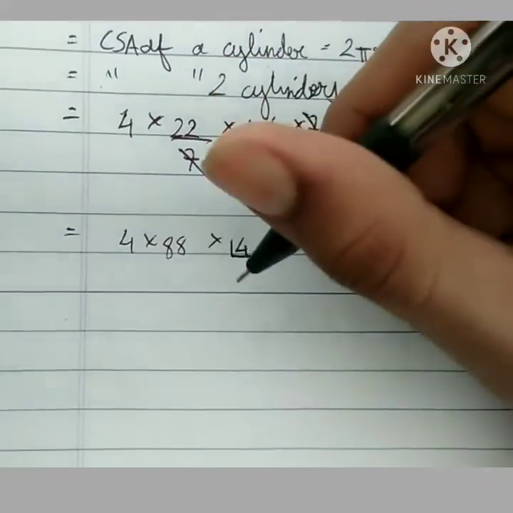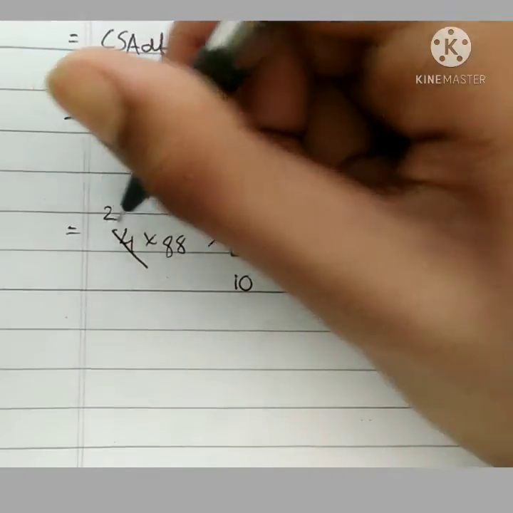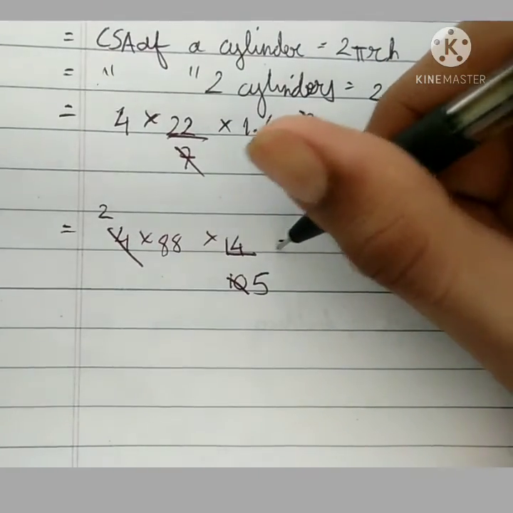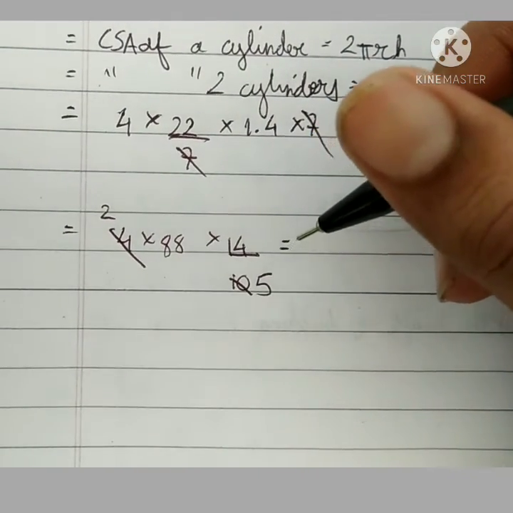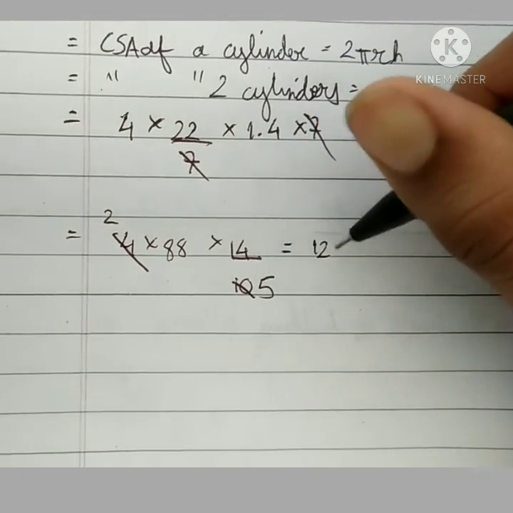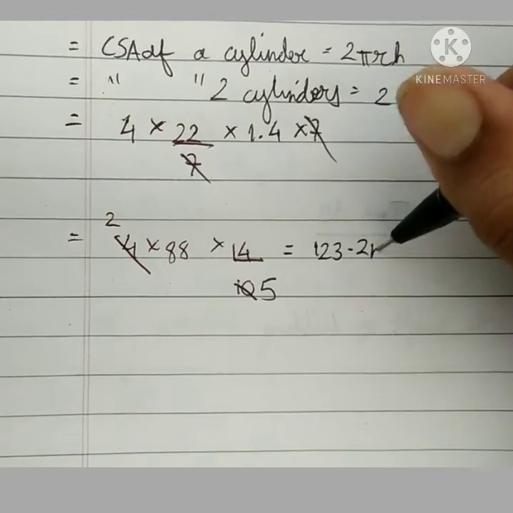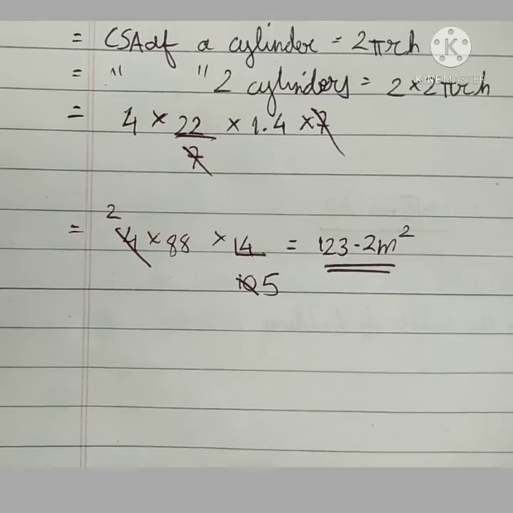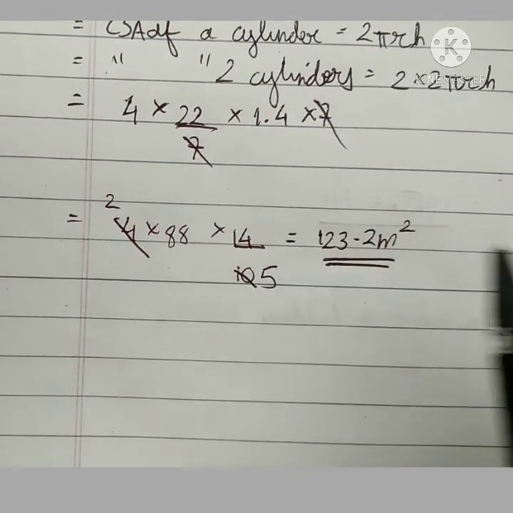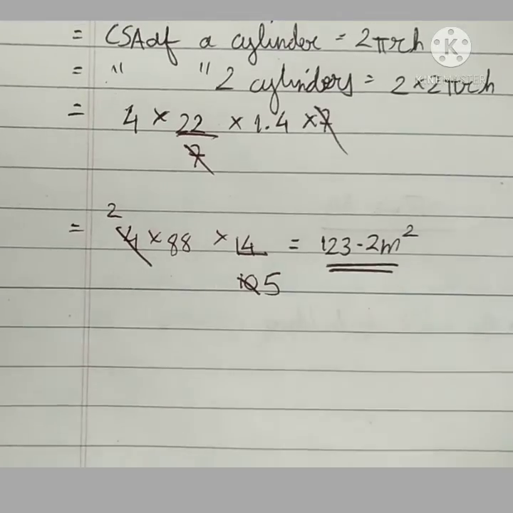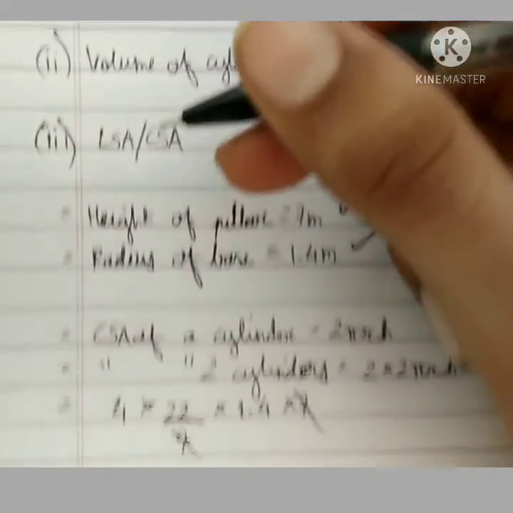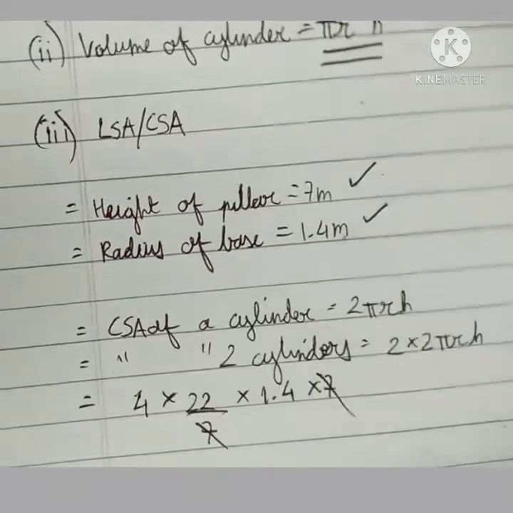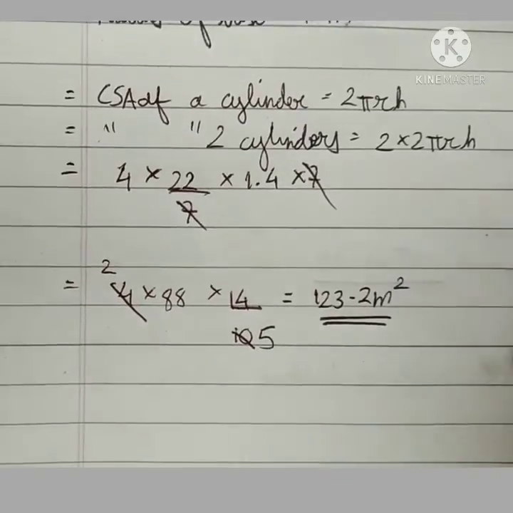The video is going a little longer, because this is the last question. 2 and this will cut from 5. So 123.2 meter square. Okay, so after doing the calculations, you would get 123.2 meter square. Okay, so it means the LSA or CSA of two such pillars with height 7 meter and radius 1.4 meter will be 123.2 meter square. So this is our answer.